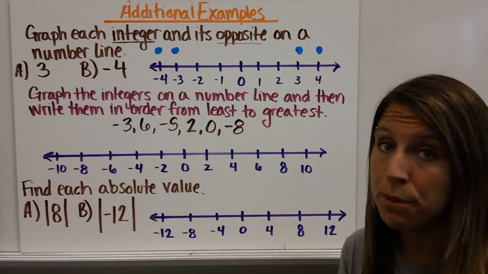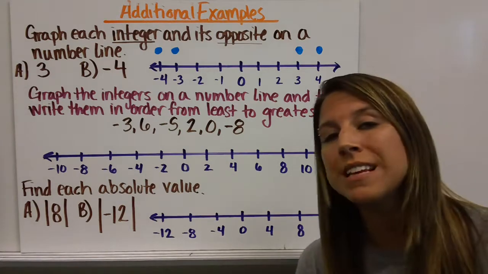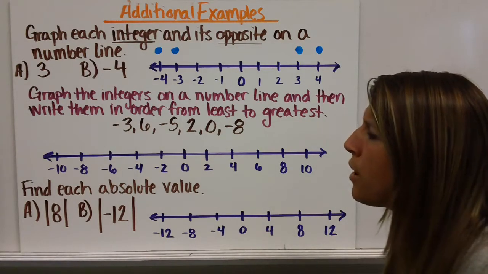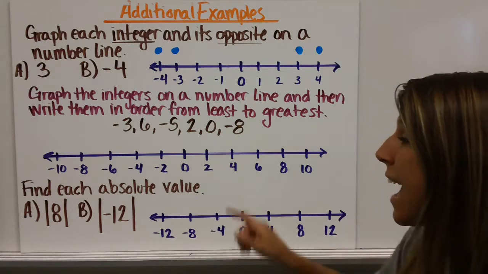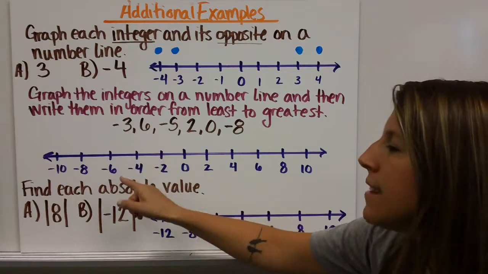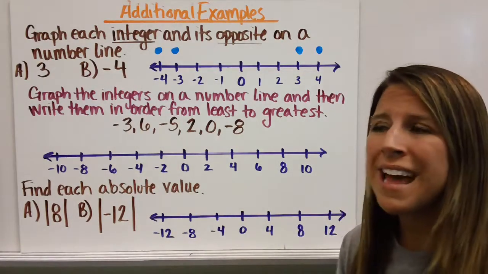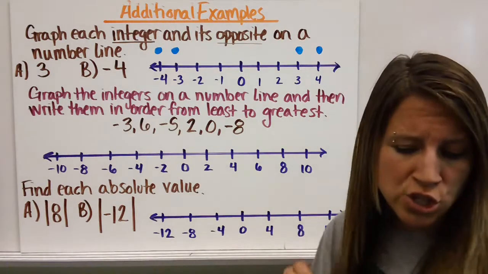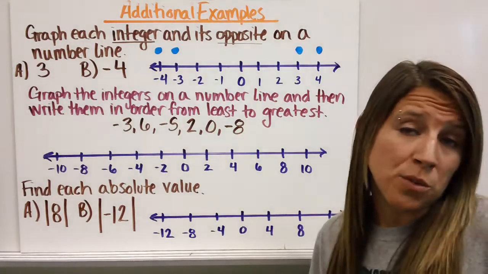In the next example, it asks us to graph the integers on a number line and then write them in order from least to greatest. You might notice that this number line looks a little bit different from our other number lines. It's not going by ones this time, but instead it goes 2, 4, 6, 8, 10, -2, -4, -6, -8, -10. I've done this to show you that a number line is infinite in all directions, and something really special about it is we can zoom in and zoom out as much as we want, and the number line is always going to remain accurate.